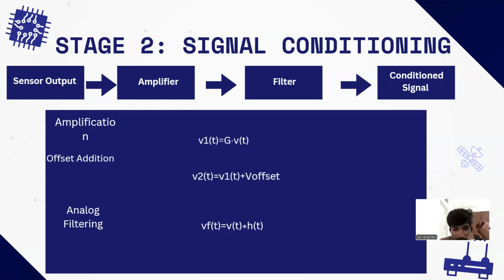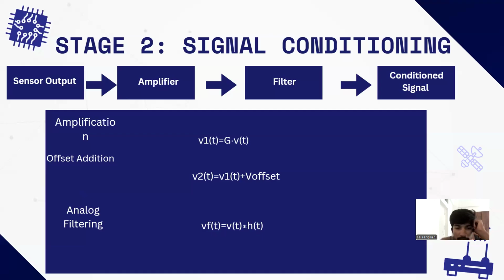Sometimes the signal may swing negative, but the ADC cannot accept negative voltage. So we add an offset: V(t) = V(t) + V_offset. If the signal varies from minus 1 volt to plus 1 volt, adding a plus 1 volt shift moves it to 0 to 2 volts.